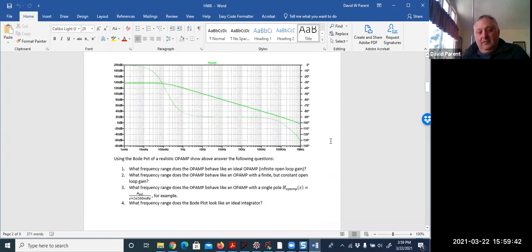And then here, just answer these questions. Where does it look infinite? Where does it look finite but constant? You know, what range from here to here, from here to here? What frequency range does the op amp behave like a single pole low pass filter? What frequency range does it look like an integrator?